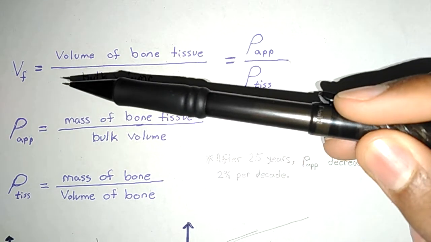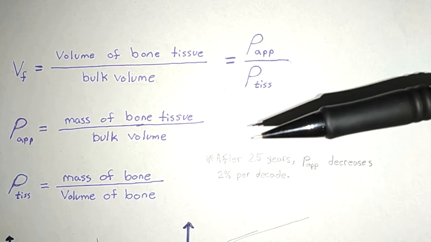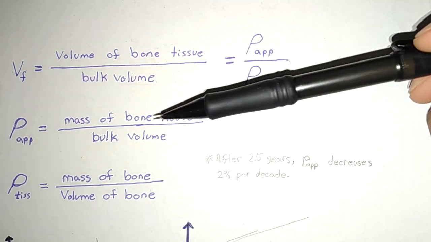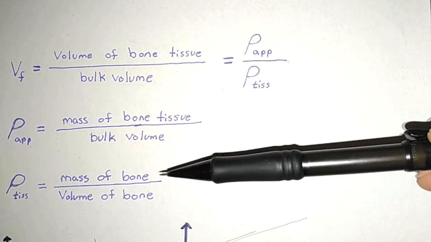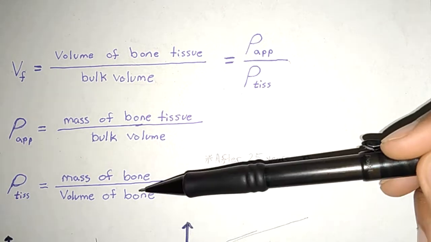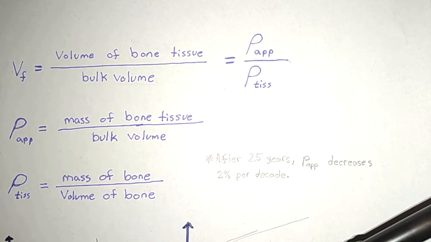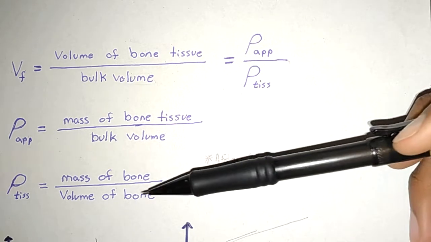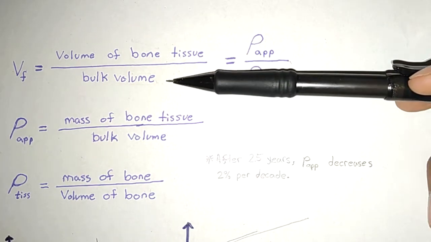The apparent density is the mass of the bone tissue divided by the bulk volume. So you're going to measure how much that bone tissue weighs and then divide it by the volume of the whole thing. And the tissue density would be the mass of the bone tissue divided by the volume of the bone tissue. If we divide the apparent density by the tissue density, as you can see over here, we're going to have the volume of the bone tissue divided by the bulk volume.